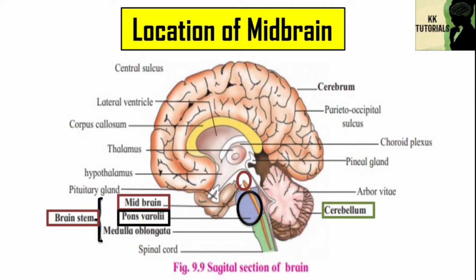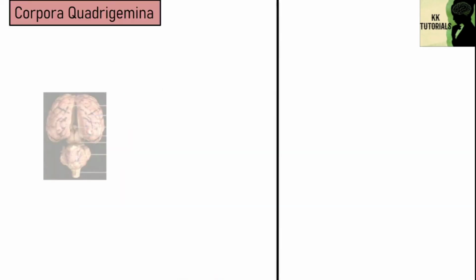The midbrain is the shortest part of the brainstem. However, it contains many important structures that make it essential for the proper functioning of the body. Let's talk about Corpora Quadrigemina.